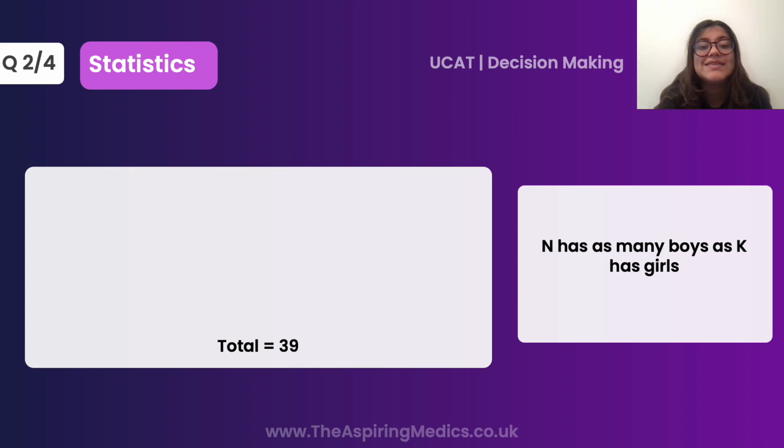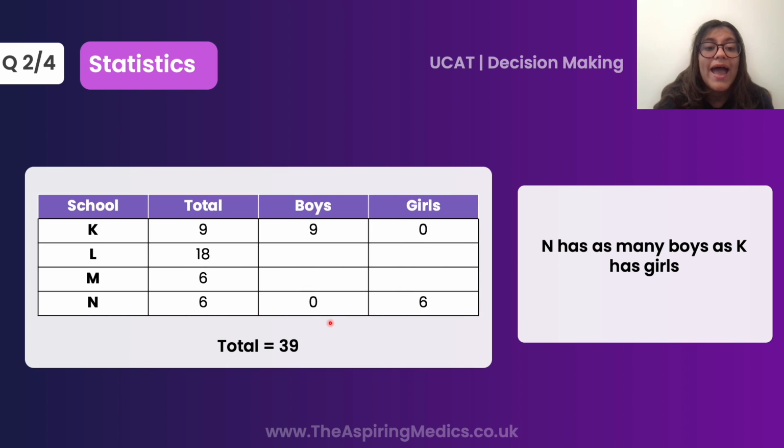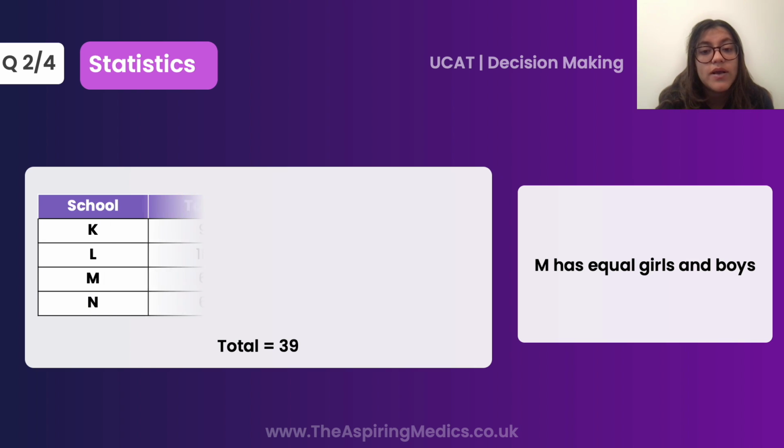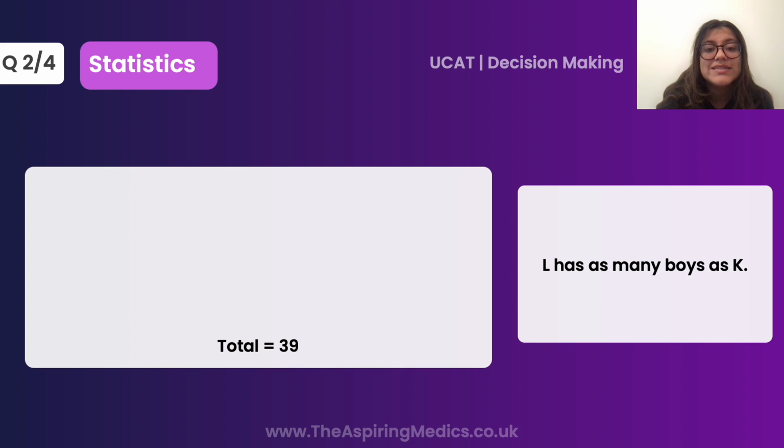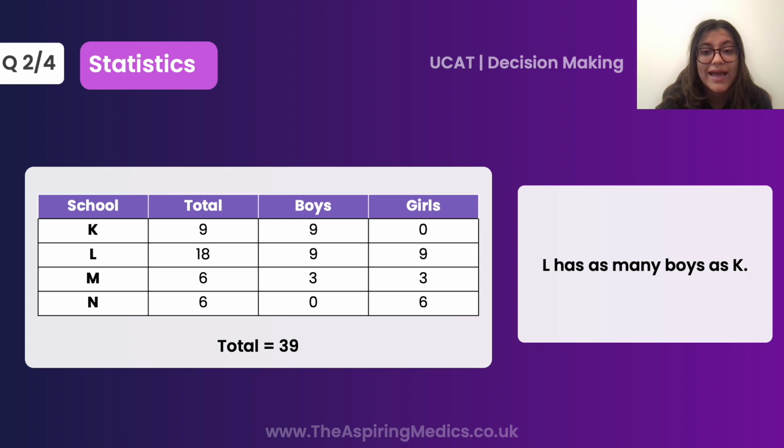The next statement is that N has as many boys as K has girls, and N has 0 boys, which means that K has 0 girls, and therefore is sending 9 boys to the orchestra. Next, M has equal girls and boys, so because it had 6 total students, that means it has 3 boys and 3 girls. And lastly, L has as many boys as K. So K has 9 boys, so I've put that down for L as well, and that means the number of girls from L is 18 minus 9, which is 9.